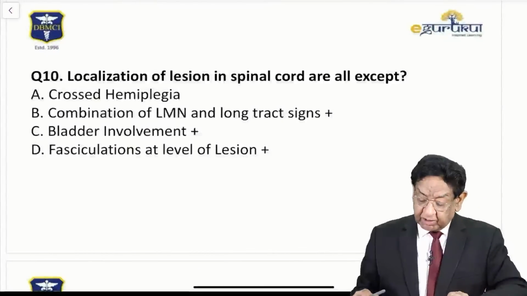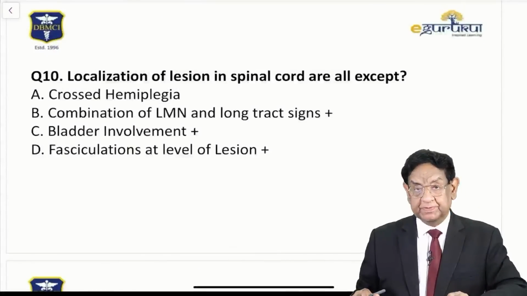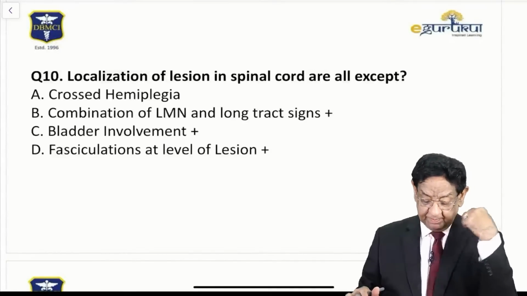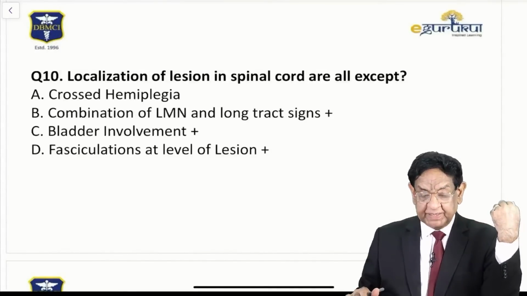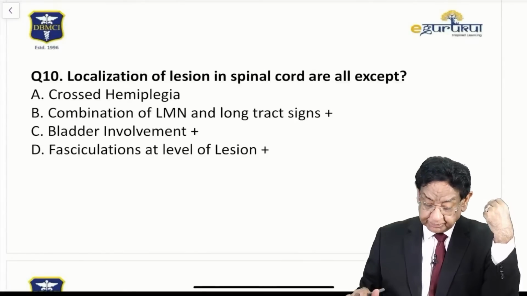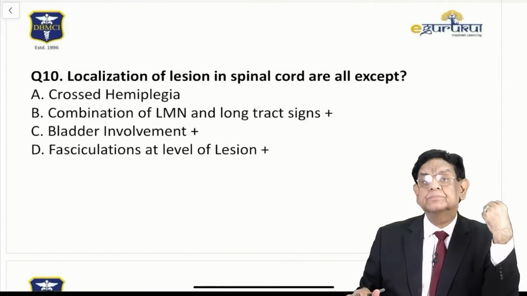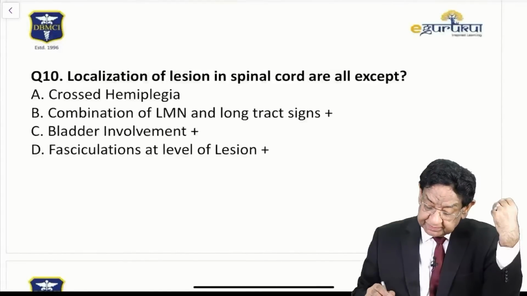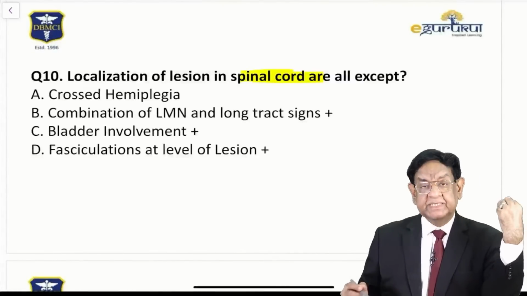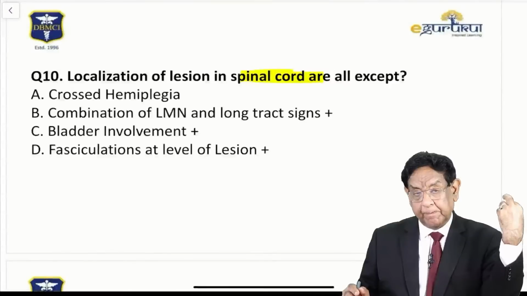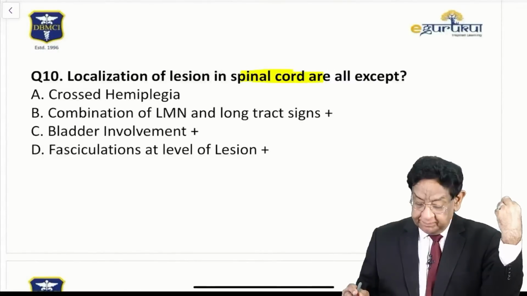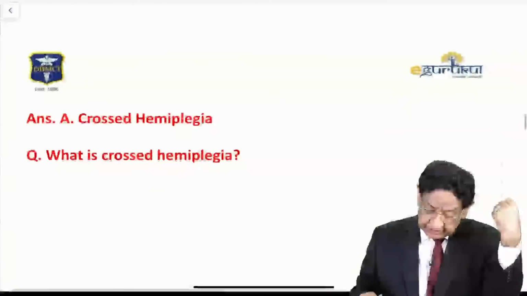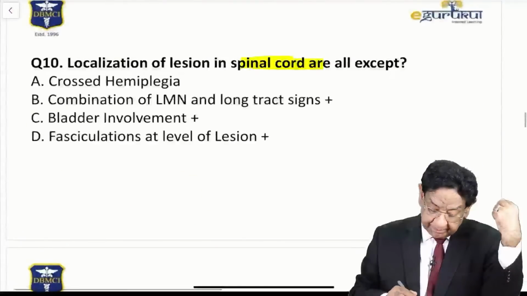Localization of lesion in spinal cord are all except. There are 4 options. You get 30 seconds to think and answer. Write down the answer in your copy: A, B, C, D. Look, spinal cord lesion is there. All can be seen except. Well, by now you must have done the answer. Answer is crossed hemiplegia.